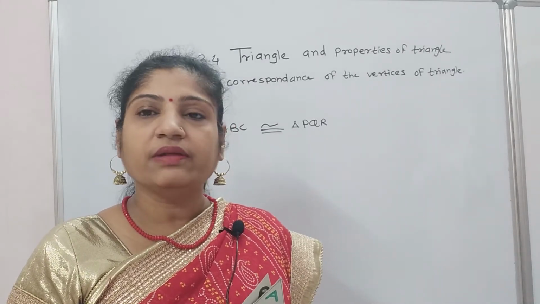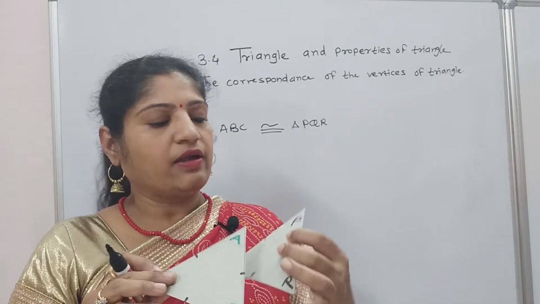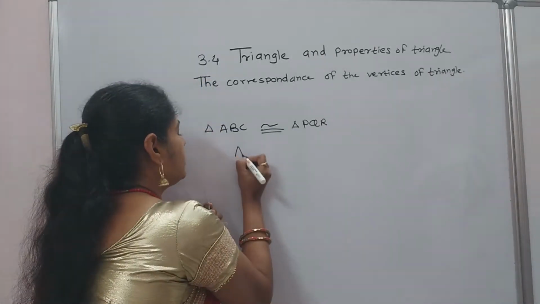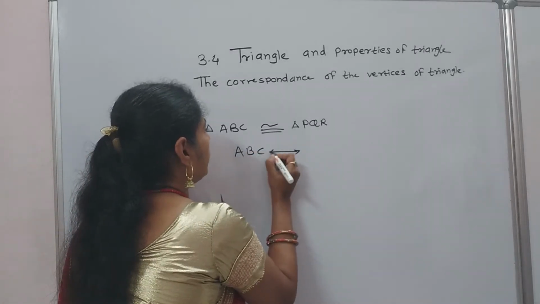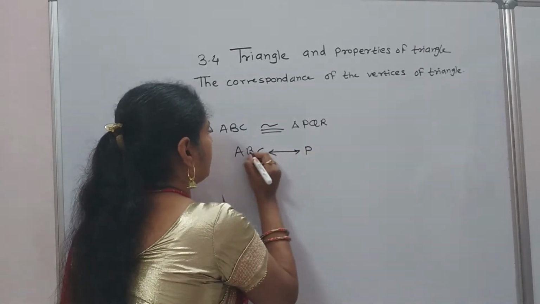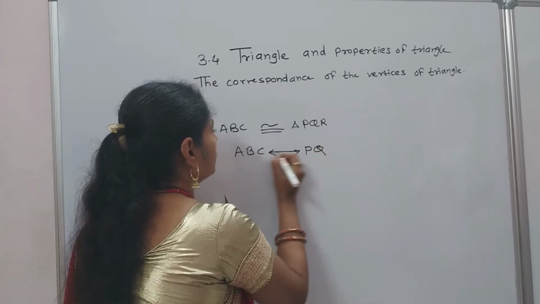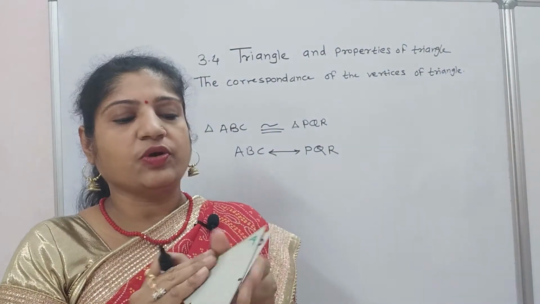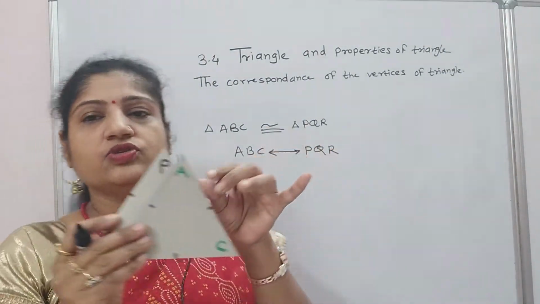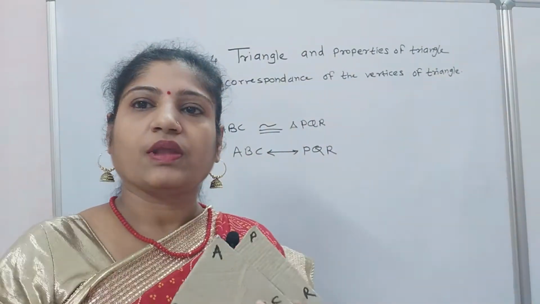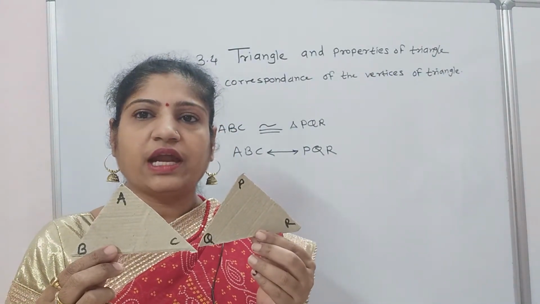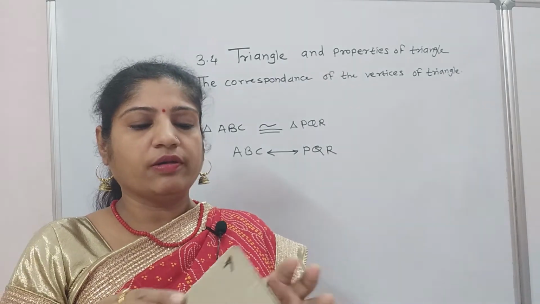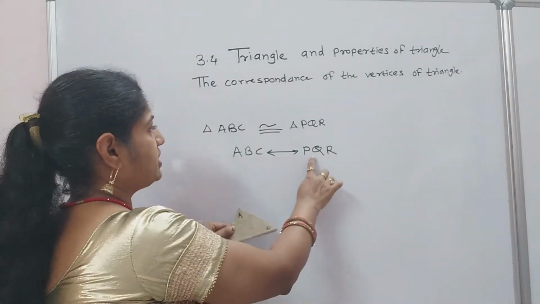Now what is meant by correspondence? The angle A and angle P. A, B, C: A corresponds to P, B corresponds to Q, C corresponds to R. By this correspondence, these two triangles are congruent. These two triangles, ABC and PQR, are matched or congruent by the correspondence ABC and PQR.